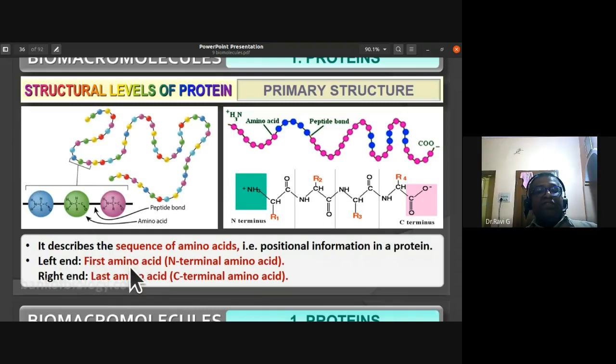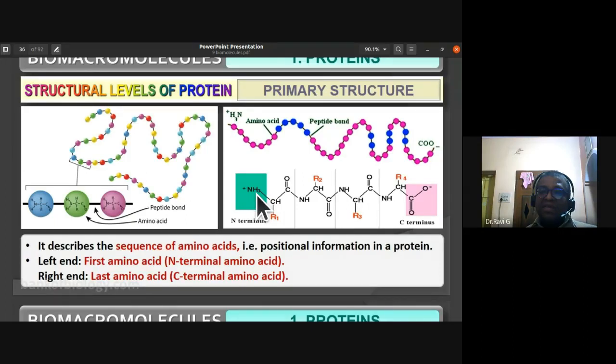The left end, the first amino acid, is called the N terminal amino acid. The right end, the last amino acid, is called the C terminal amino acid. The C terminal has the carboxylic group, and the N terminal has the amino group. So the left end is the first amino acid, the N terminal amino acid.